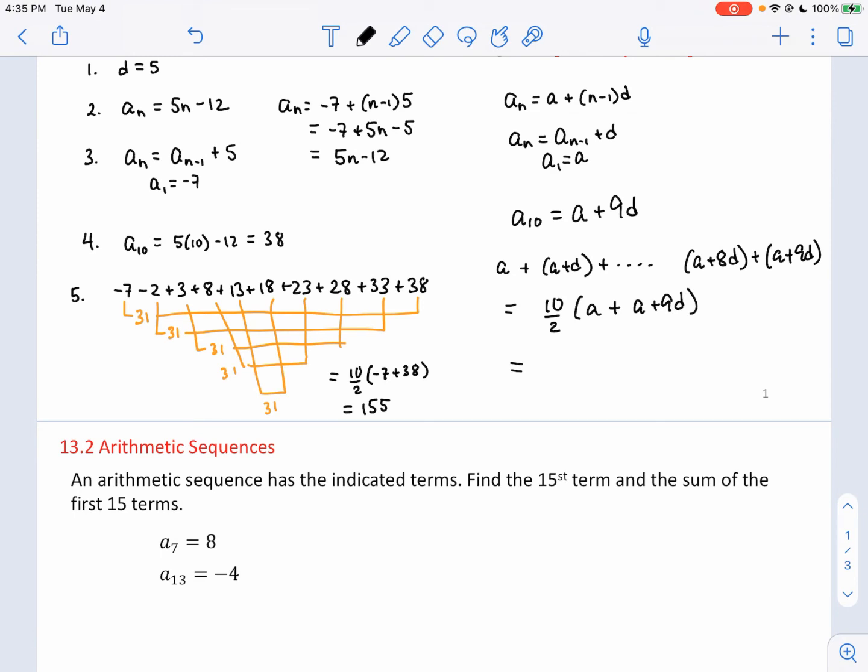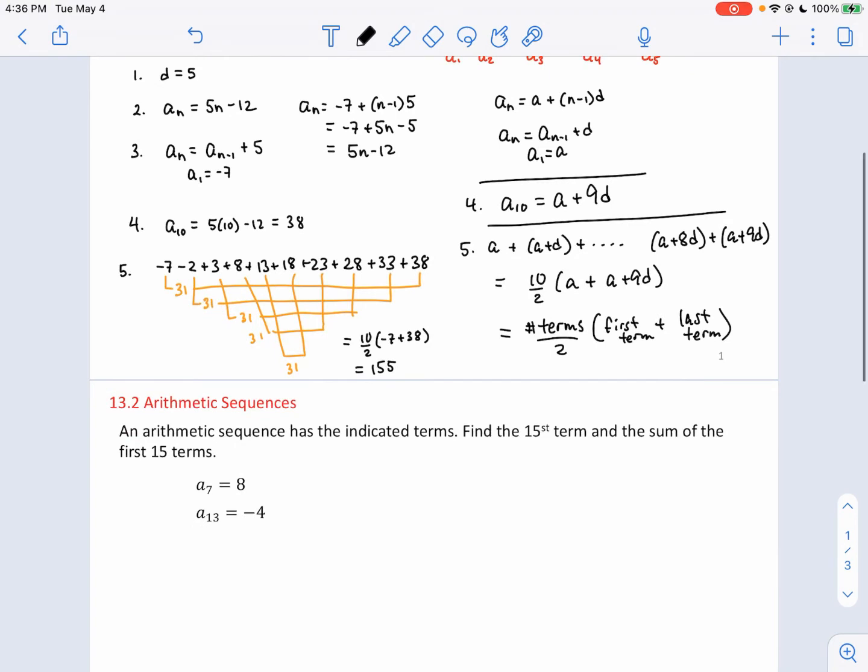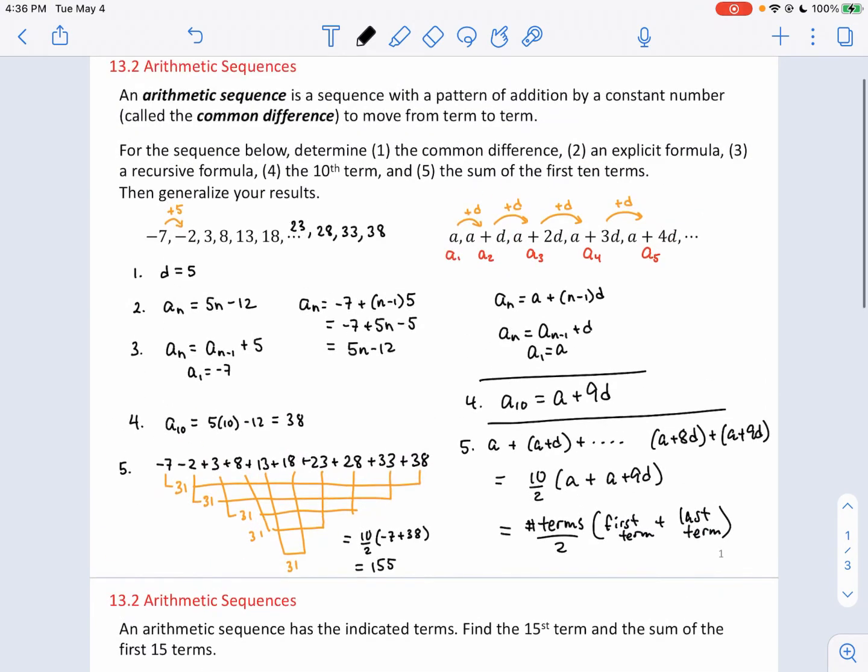Or even more generally, we would say it's the number of terms divided by 2, because we pair them off, and then I would write it this way. First term, which is A sub 1, plus the last term, in this case, A sub 10. Let's keep our work separated here. This was a generalization of 4, and here's a generalization of 5. And you can even go further. Instead of saying A sub 1 plus A sub 10, you could say simply first term plus last term. And this is a nice little trick you can do for adding up the terms of an arithmetic sequence. Now, it has to be an arithmetic sequence for you to use this shortcut. Other kinds of sequences don't have this pairing off phenomenon that occurs.